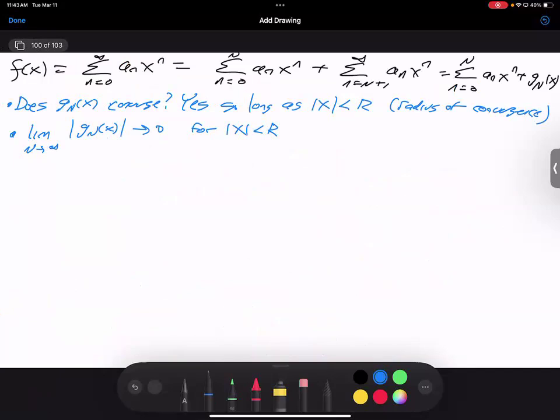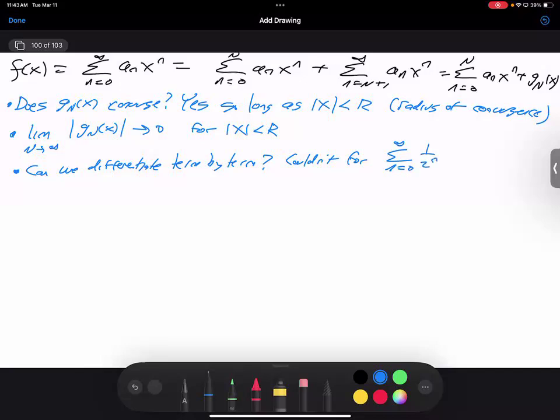So, can we differentiate term by term? We couldn't for the sum, n goes from 0 to infinity, 1 over 2 to the n sine 4 to the n x. What's different about that and the sum of a_n x to the n?